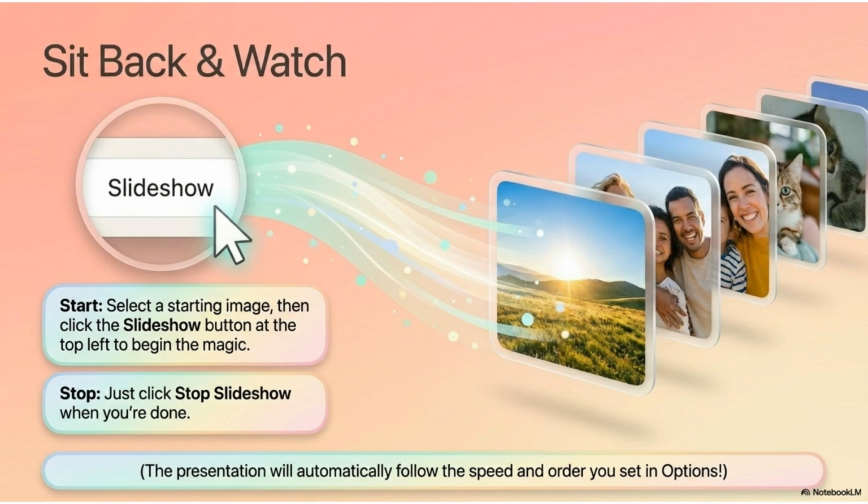Starting and stopping a slideshow. For an automated experience, select your starting image from the tree and click the slideshow button at the top. The viewer will cycle through your photos based on your settings. To finish, just click the Stop Slideshow button to return to manual browsing.